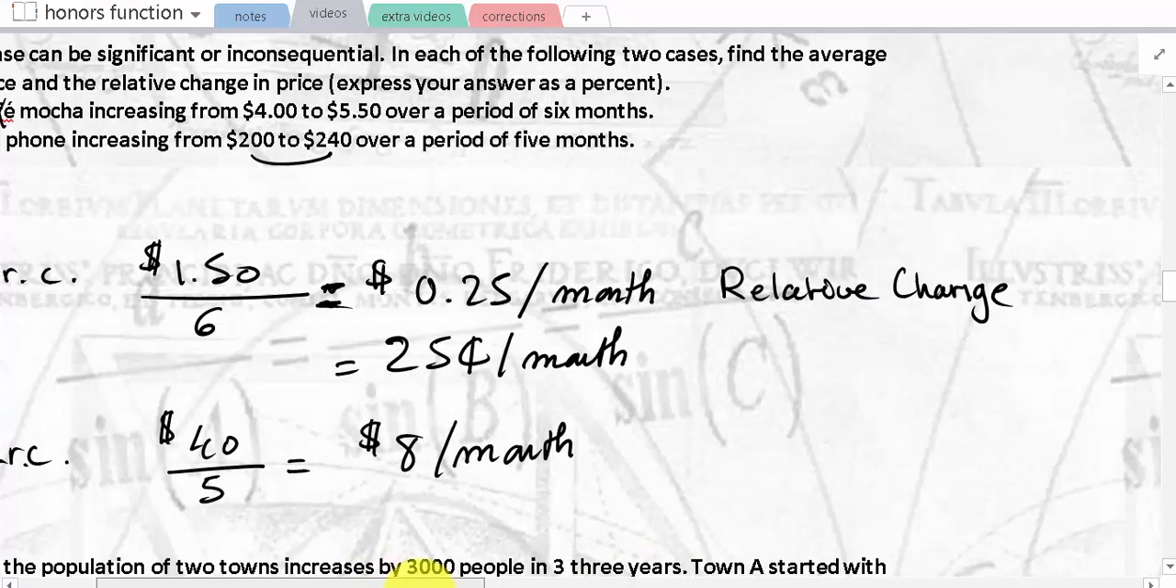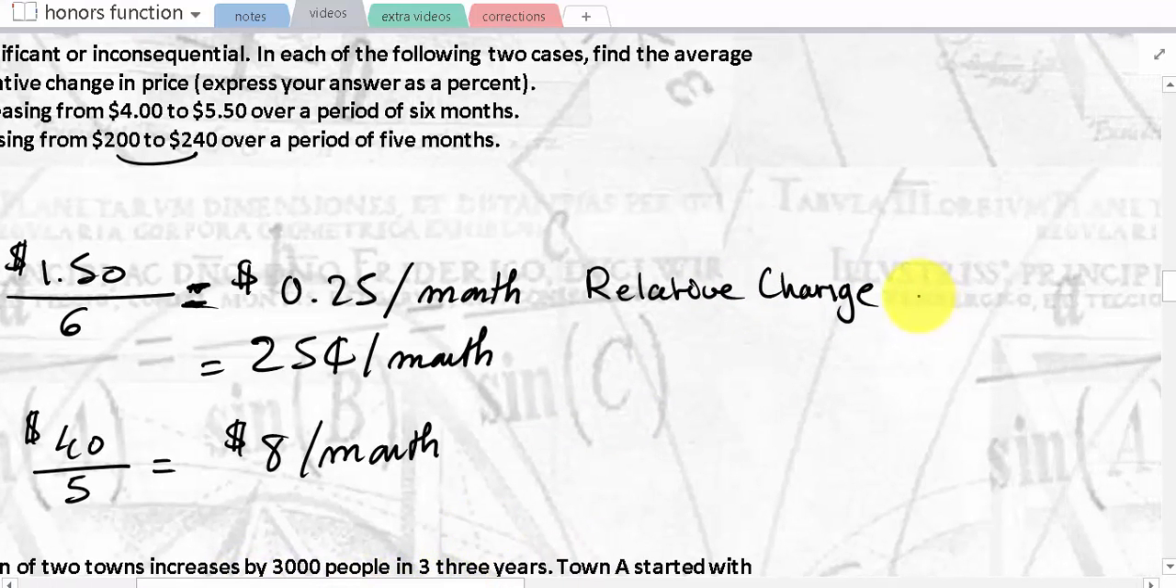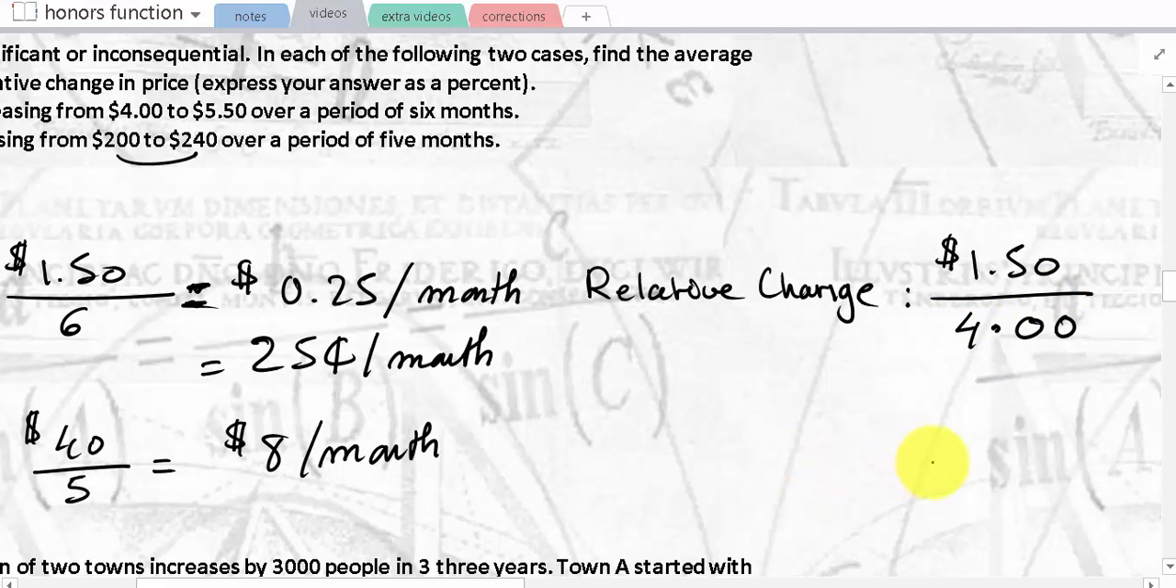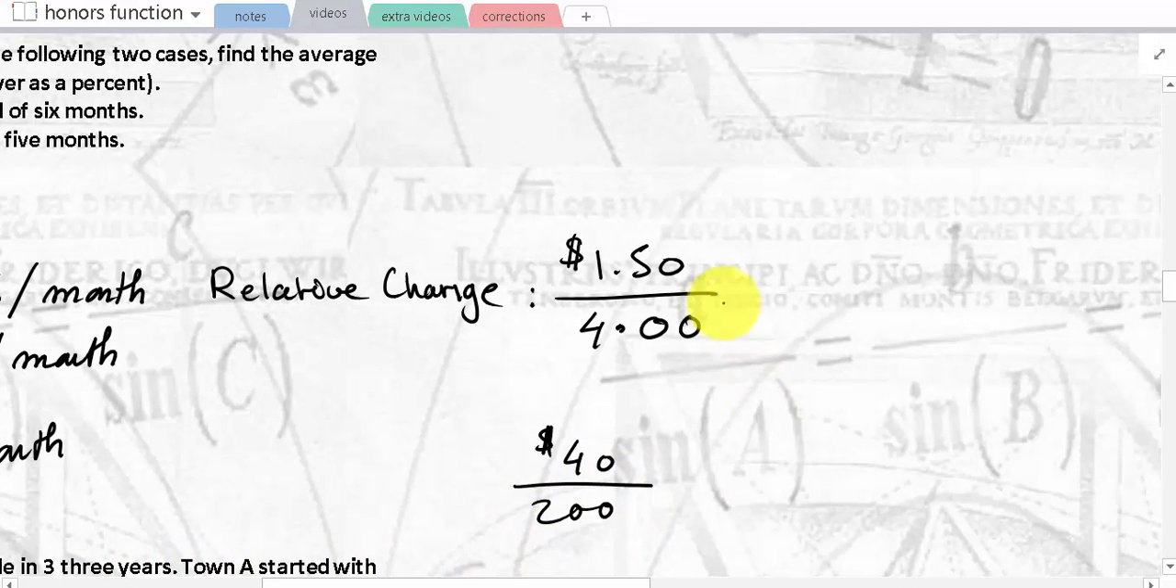So what do we have for the relative change of the Mocha? The total change is still $1.50, but the price you started with was $4, right? So it's $1.50 divided by 4, while for the other case, we had the total change of $40, but the price you started with was $200. So it's $40 divided by 200. Okay? And these two relative changes are 0.375, while this is 0.2.